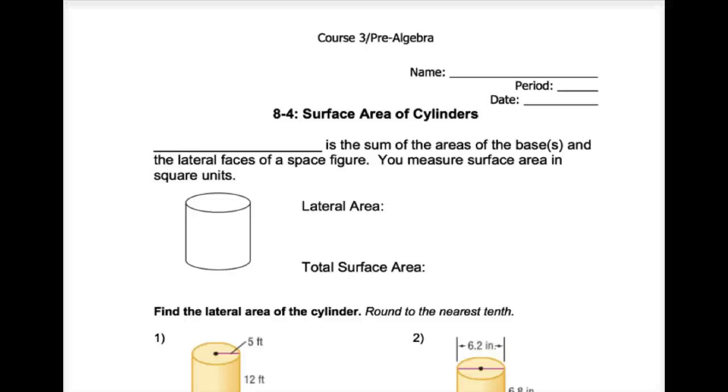What was the concept we were doing last week? Finding the volume of cylinders, prisms, pyramids, and spheres. So does everybody agree? We pretty much did volume? Yeah. Okay.